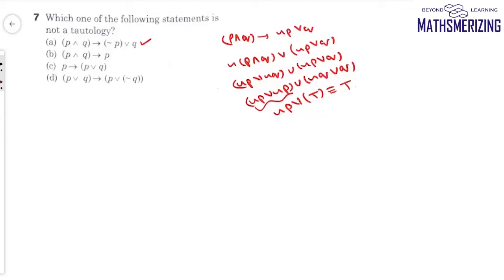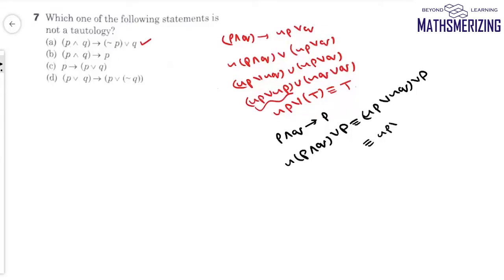Now second one is P and Q implies P. So it simply means not of P and Q or P, which is not P or not Q or P. Now disjunction is associative and commutative. So I can write not P or P or not Q. Not P or P is simply true. So this is true or not Q, and true or not Q is simply true. So this is also a tautology.